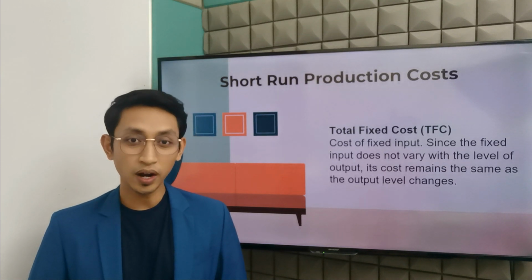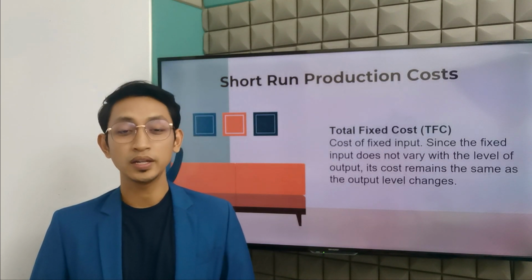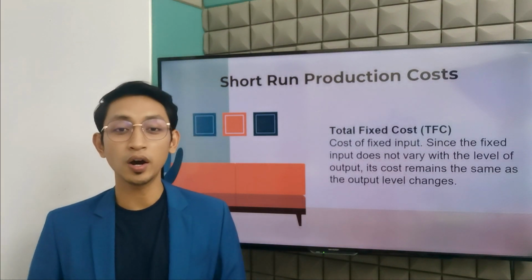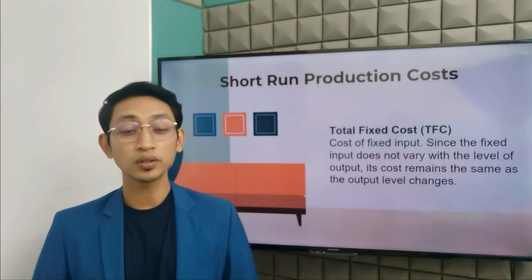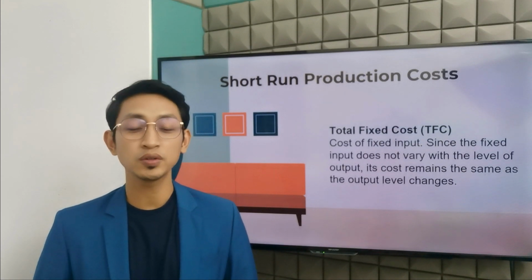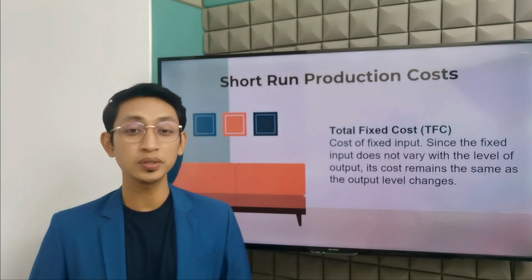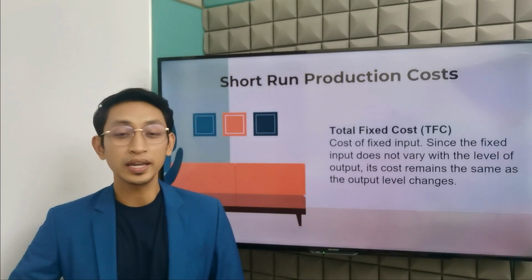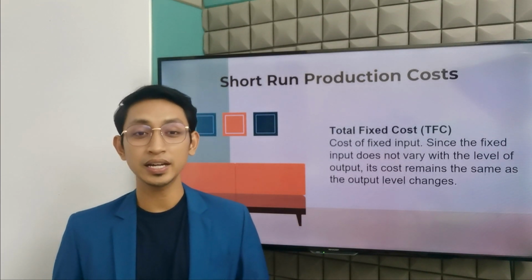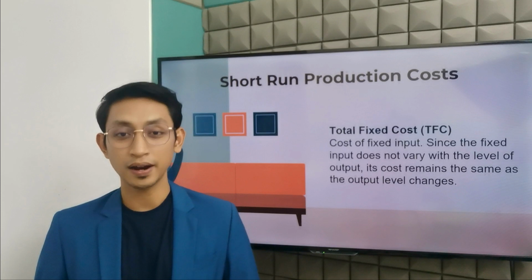So in this video, I'm going to share with you the continuation of the chapter on production cost. In the last video, we talked about total product, average product and marginal product, and we also discussed the short run and the long run. In this video, we are still discussing the short run production function.